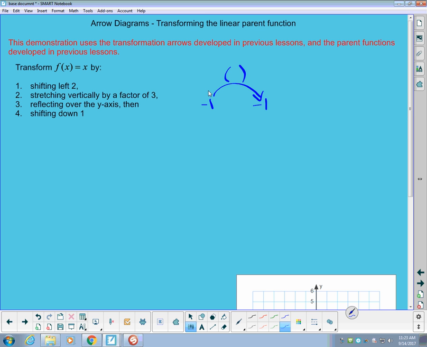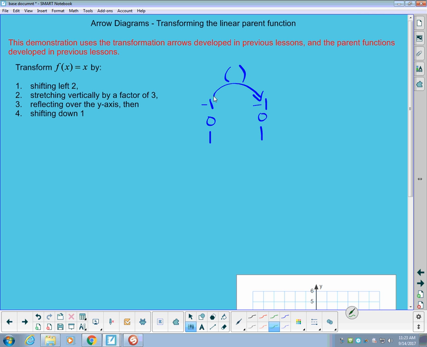So we put a -1 in, we get a -1 out. Put a 0 in, get a 0 out. We put a 1 in, we get a 1 out. Okay, so this is the function that we're going to be transforming. We're going to do that by these four transformations that are listed over here.